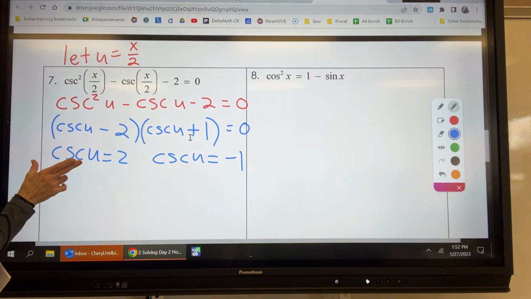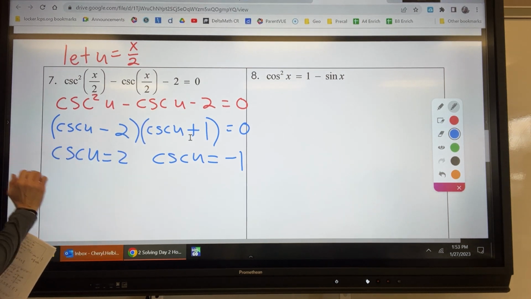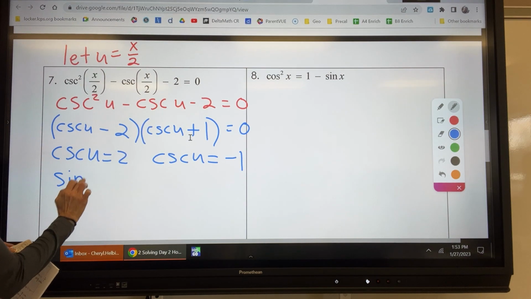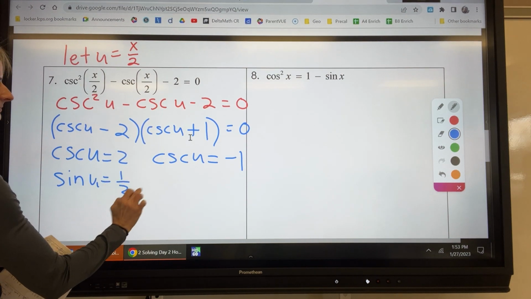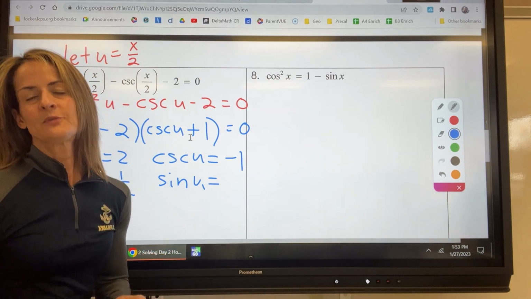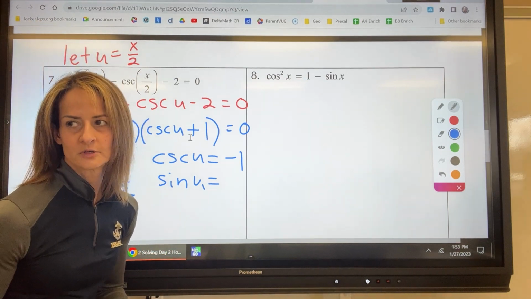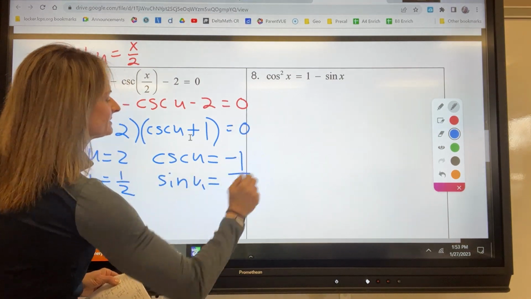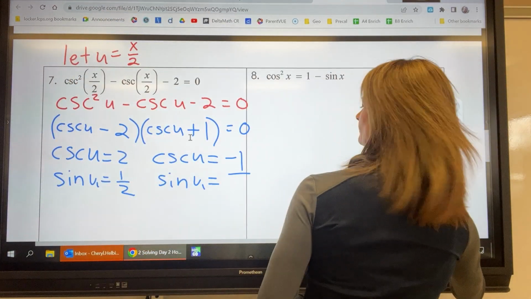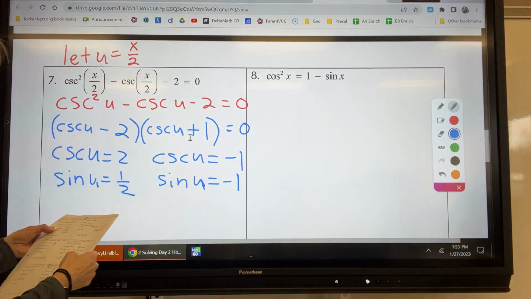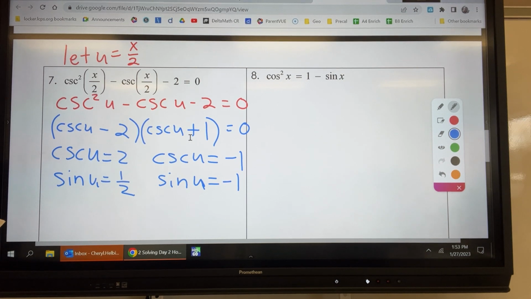Okay, so now that I have that, the reciprocal of cosecant is sine. So the sine of u equals 1/2, and the sine of u equals, the reciprocal of -1 is still -1. You good with that? So if I have this over 1 and then I flip it, I'm still gonna get -1. There we go. Okay, almost.